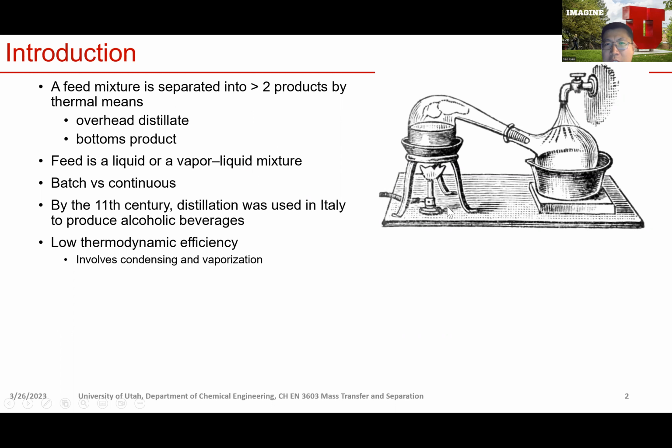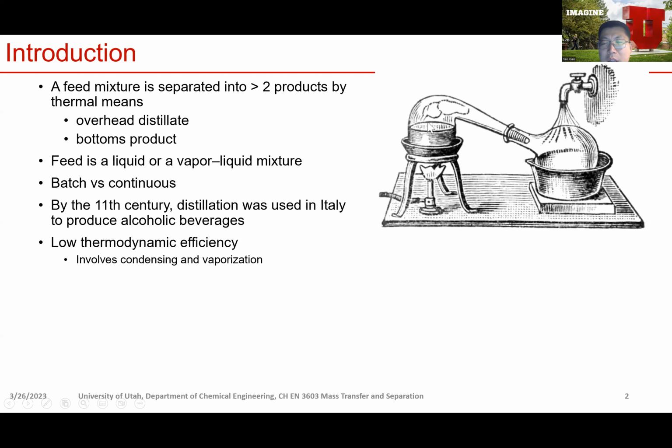So this figure gives you a schematic of how a batch distillation is done. We have a vessel here that contains a mixture of many different components. Then you are heating this vessel with a heat source, right? Here, this is like a flame.